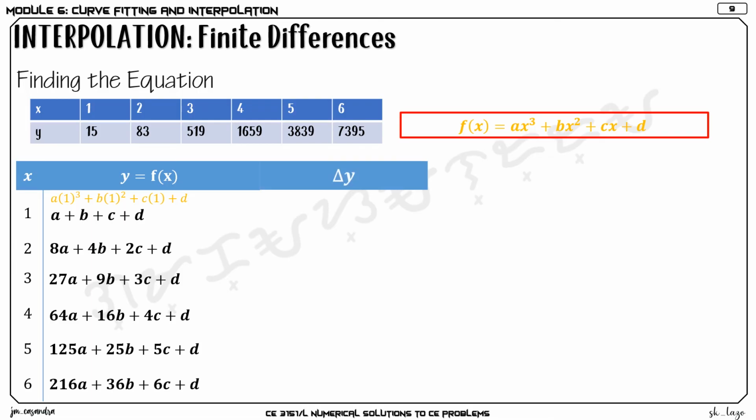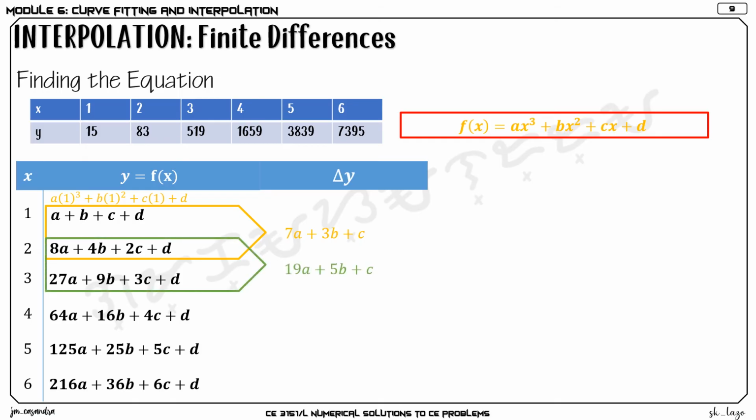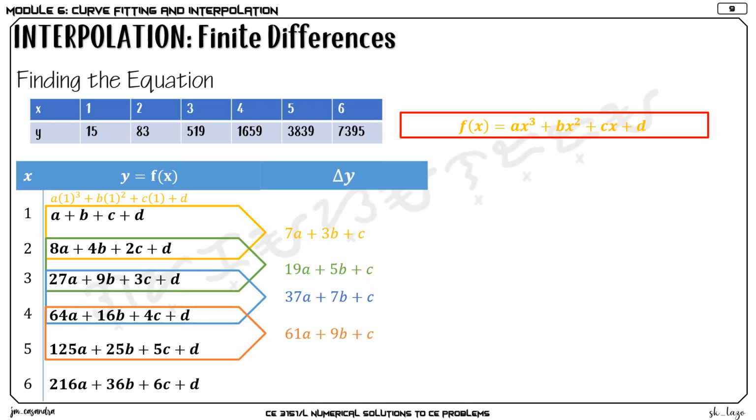So next we get delta y. So we'll have 7a plus 3b plus c, followed by 19a plus 5b plus c. Next, we have 37a plus b plus c. Then we have 61a plus 9b plus c. And lastly, we have 91a plus 11b plus c.